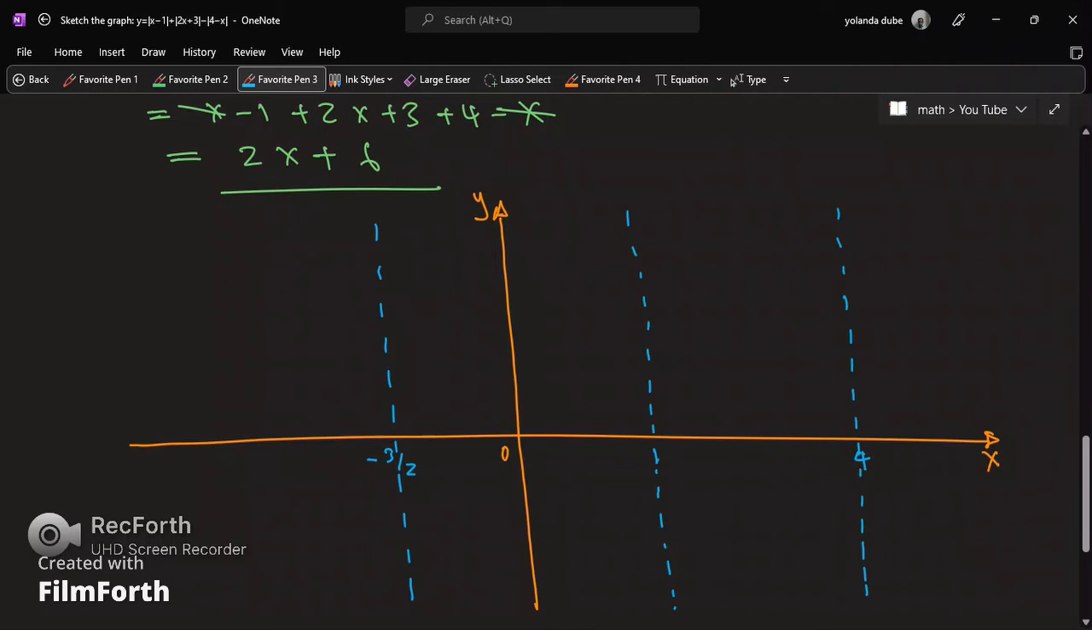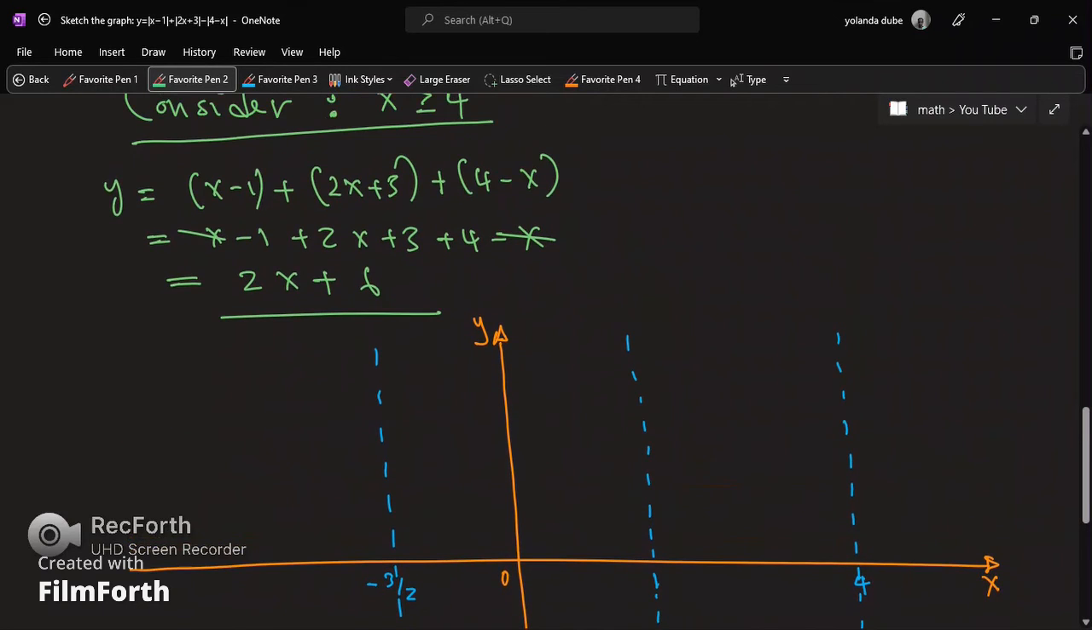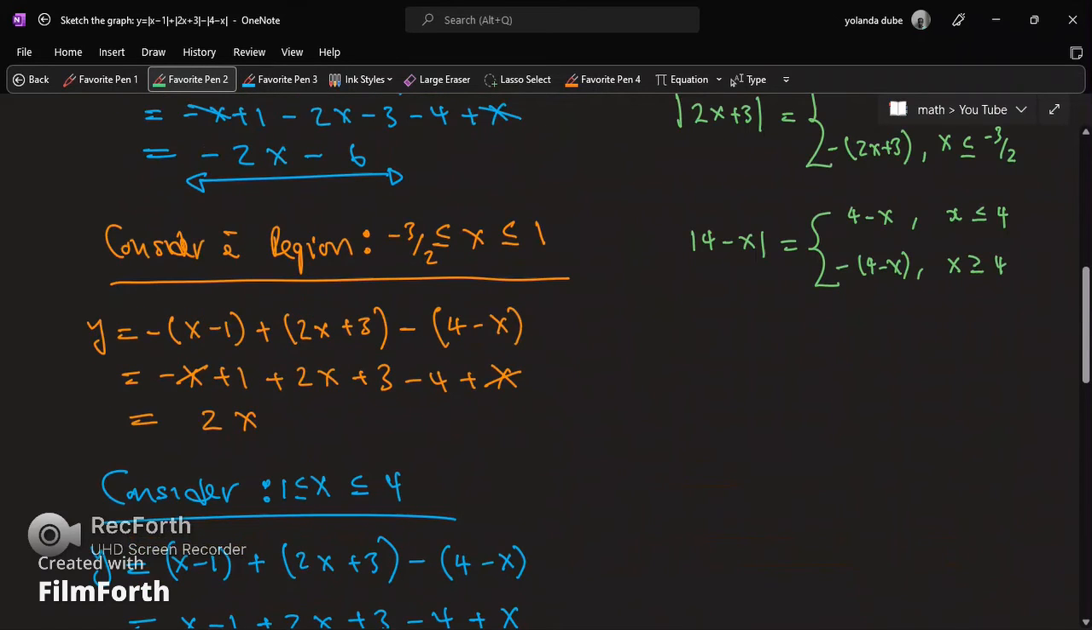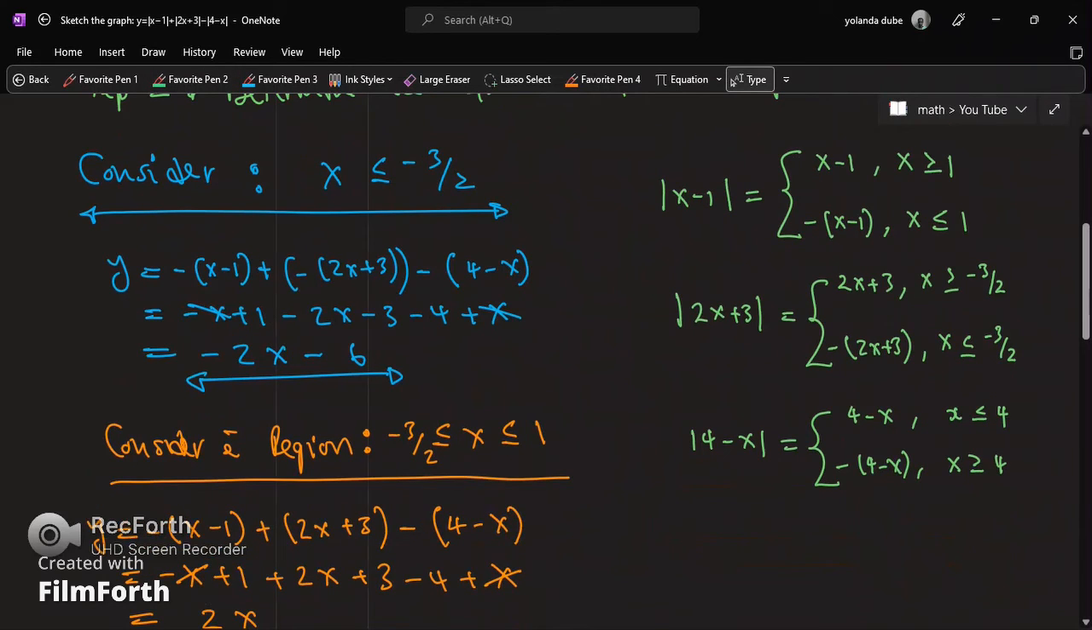To sketch our main function, I'm going to start drawing from left to right. For all values of x less than -3, our function is described by the equation -2x minus 6. So it's a straight line with negative gradient, which crosses at -6 on the y-axis. And if you do your mathematics, you will see that it also has to cross at -3 on the x-axis. So it's a function which is trying to behave like this.